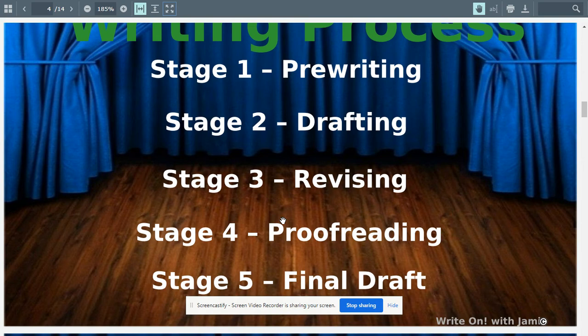You can ramble on in your pre-writing. Also, in your pre-writing, we'll probably do what we call an outline to help you get that map for your paper down. Stage 2, which is number 2 on your paper, is drafting. Number 3, revising.